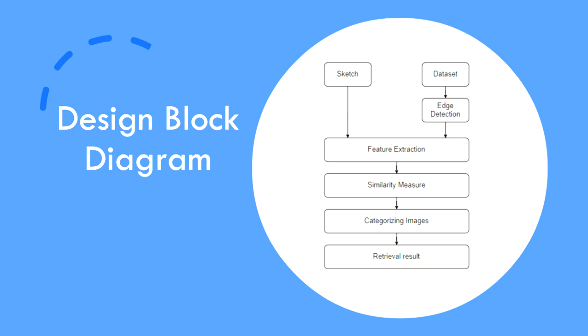After the extraction of the descriptor, the system will detect the similarity, whether the picture is similar to what we sketched or not. And then after that, it will categorize or rank the images from the most similar to the least similar. And then for the retrieval result, the system will retrieve the results from the most similar objects and sketches.